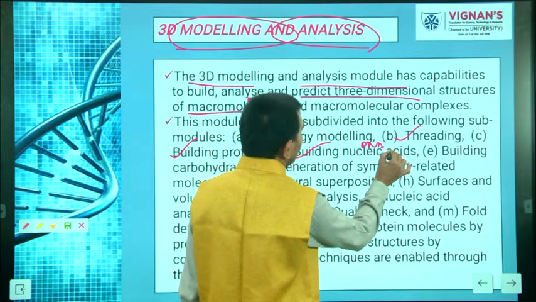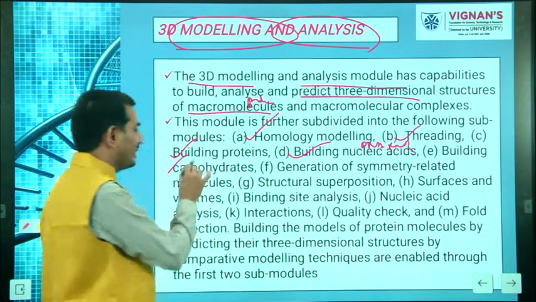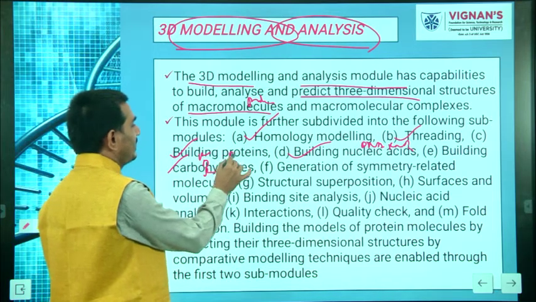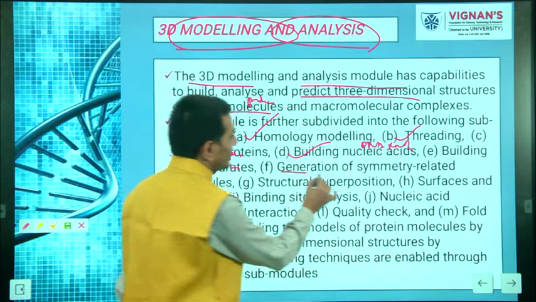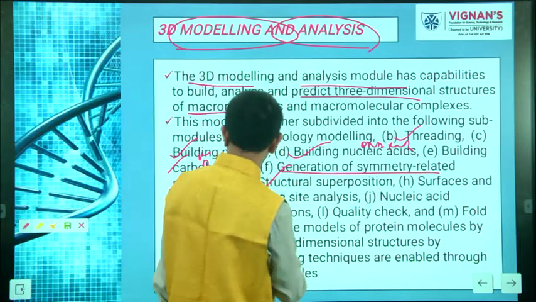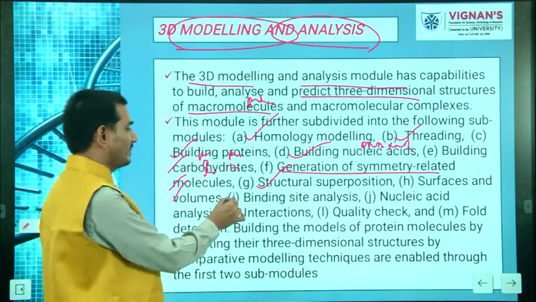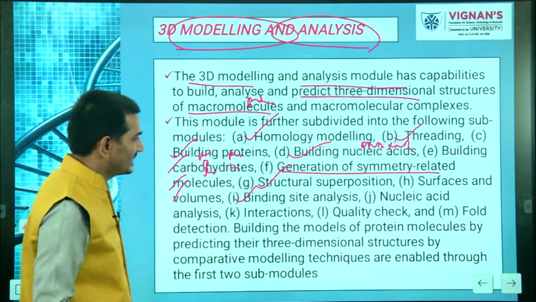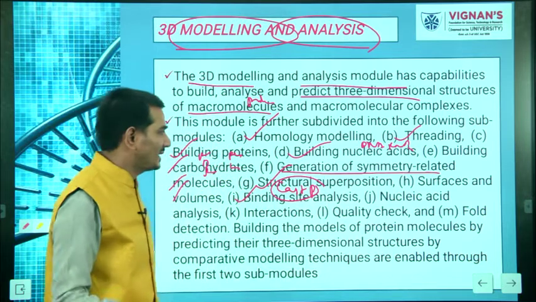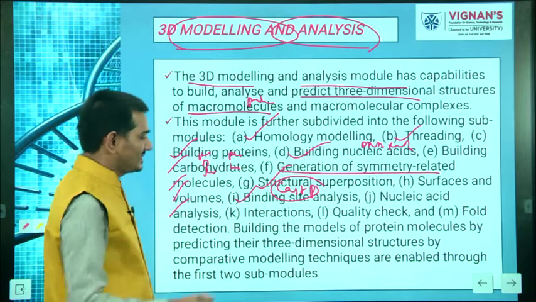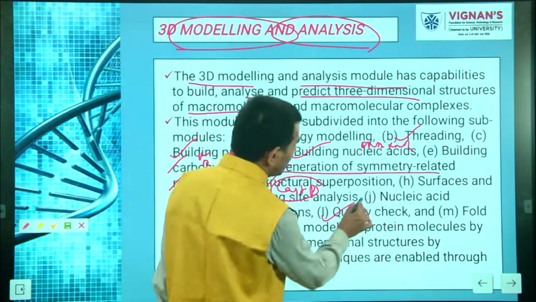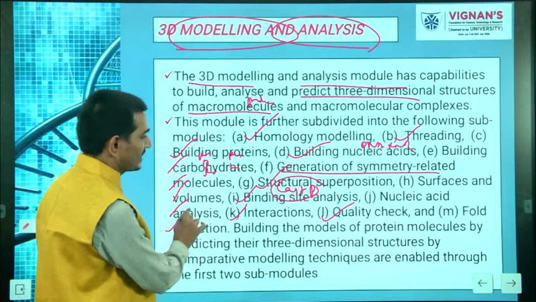We can also build proteins, nucleic acids like DNA and RNA, and carbohydrates, maybe monosaccharides, disaccharides or polysaccharides, maybe pentoses or hexoses. There is generation of symmetry related molecules, structural superposition, surface and volumes, and we can also predict the binding sites. And there is one tool by name CASP-P, which is mainly meant for finding out active sites, and nucleic acid analysis. We can also see the interaction between the atoms in a molecule, and do quality check and fold detection.